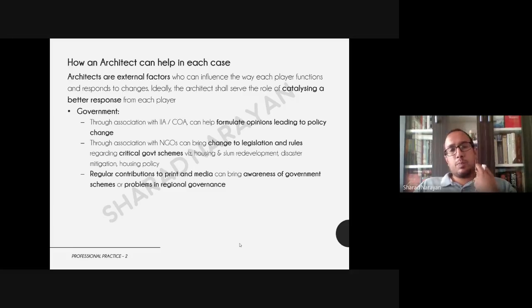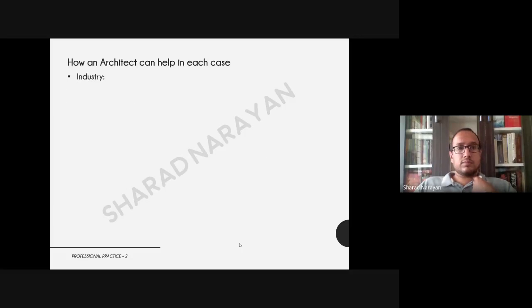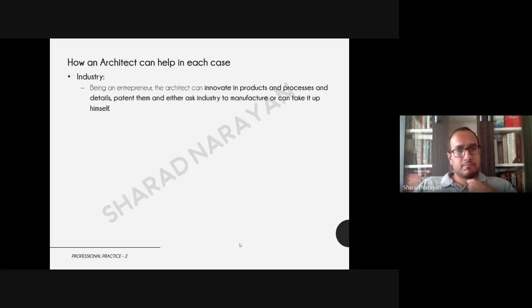Regular contributions to print and media can bring awareness of government schemes or problems in regional governance. In the industry, being an entrepreneur, the architect can innovate in products and processes and details, patent them, and either ask the industry to manufacture or can take up manufacturing himself.